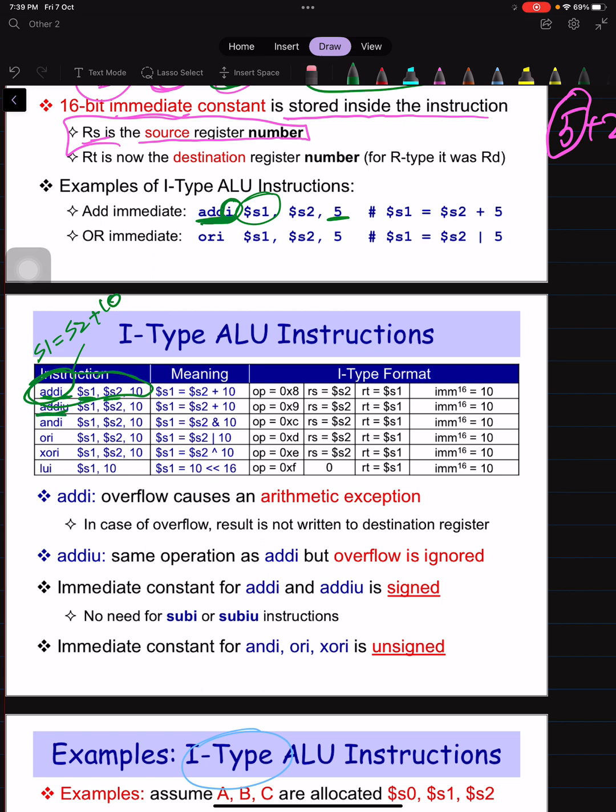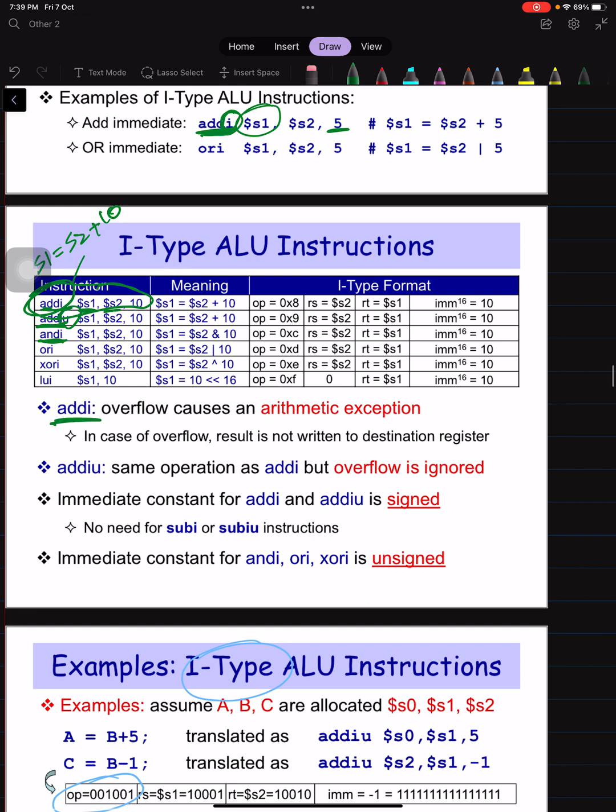Unsigned. Of course the U is unsigned. When we talk about unsigned numbers, the I and the R are exactly the same, there is no difference between them except the constant. If we have a constant we use I, if we don't have a constant we use the R type, which is without the I. And that's it. So addi overflow causes an arithmetic exception. In case of overflow the result is not written. Addiu is the same operation as addi, but overflow is ignored.